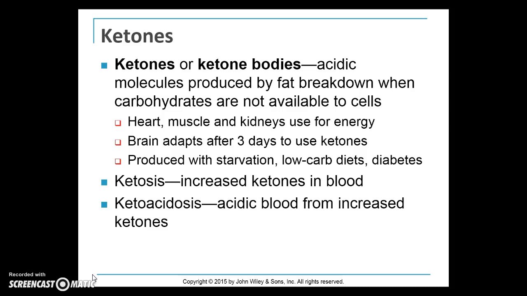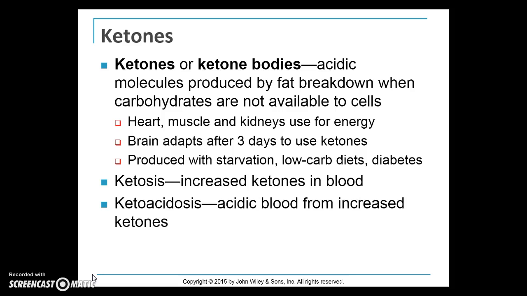don't have the carbohydrates or the glucose available to the cells. And we've got to have carbohydrates, we know. The heart, muscle, and kidneys can use ketones for energy, but the brain, we talked about, needs glucose. But after a few days, we can use ketones. So ketone bodies are a byproduct of fat breakdown when carbohydrates aren't available that the body can use for energy. And they're produced with starvation, people that are starving, people on low carbohydrate diets, and diabetes.